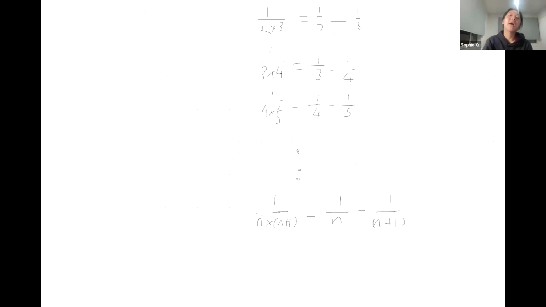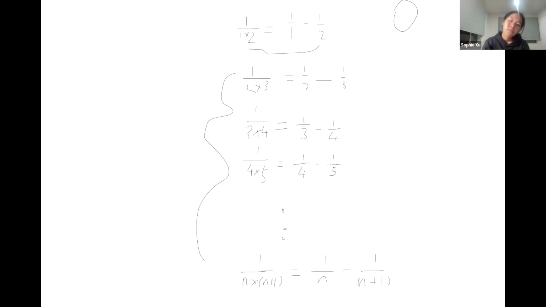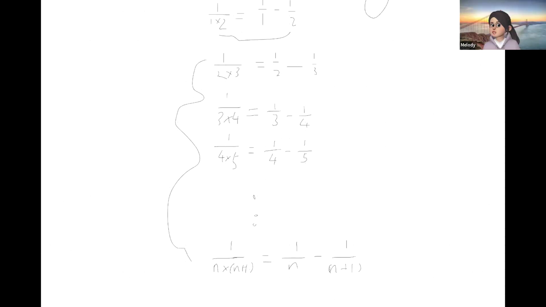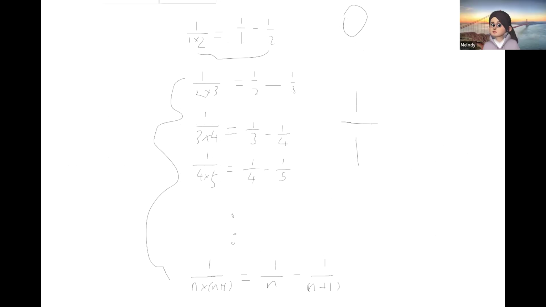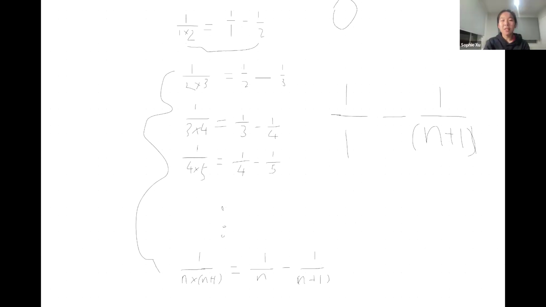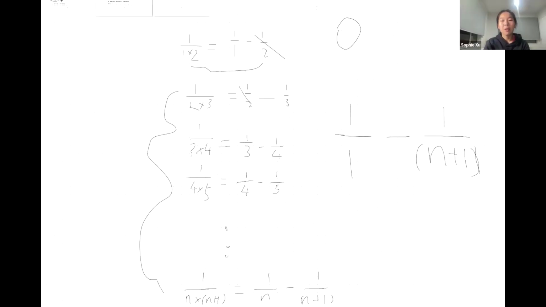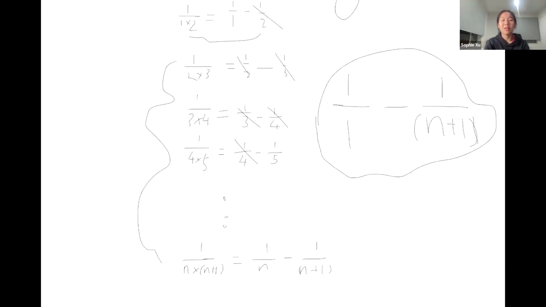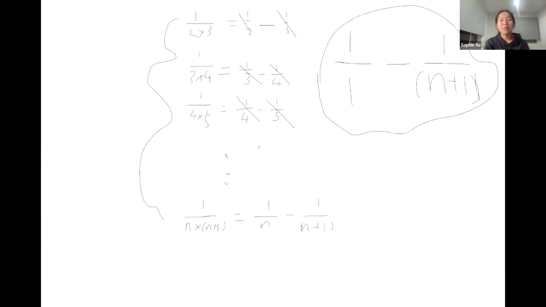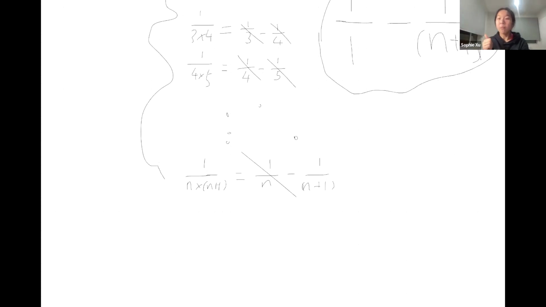Okay, so what do you get if you add all of these together? You get 1 over 1 minus 1 over n plus 1. Yeah, because this one cancels out with this one, this one cancels out with this one, and then it goes on, right? This cancels out with the next here. So we're just left with the first one and then the last one. Does that make sense? Yeah. So that's basically called telescoping.